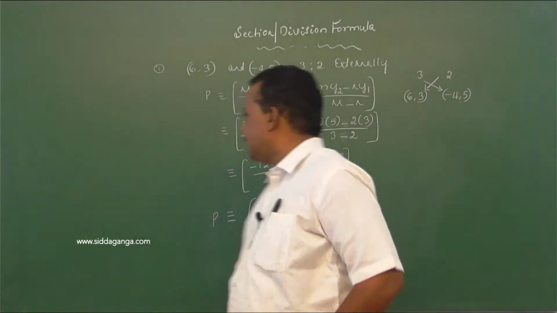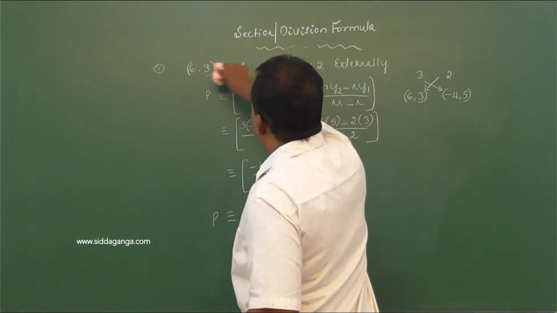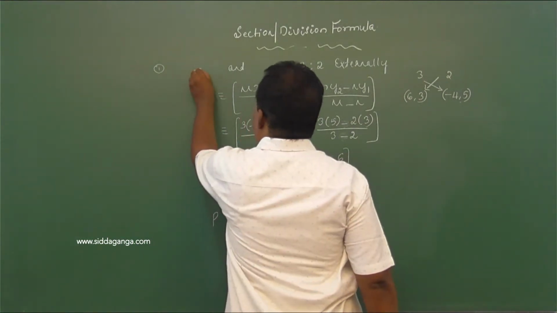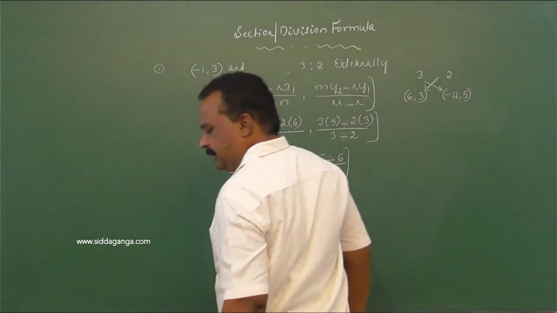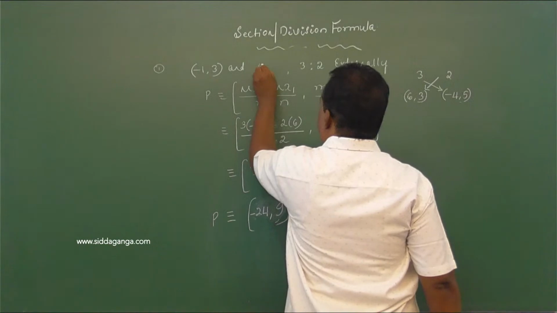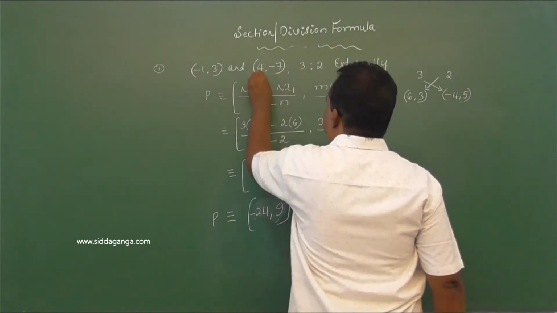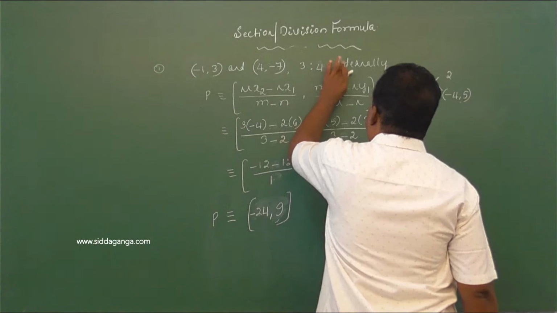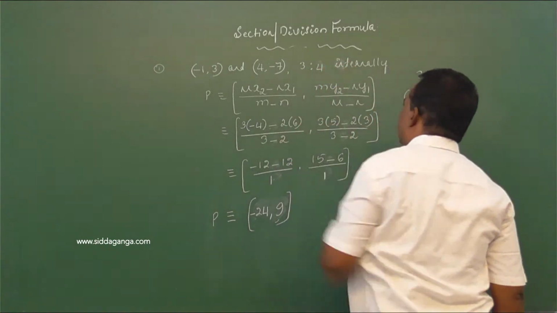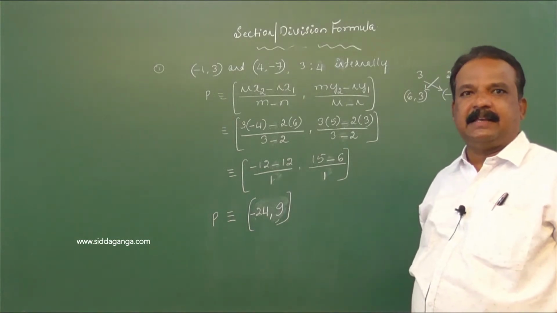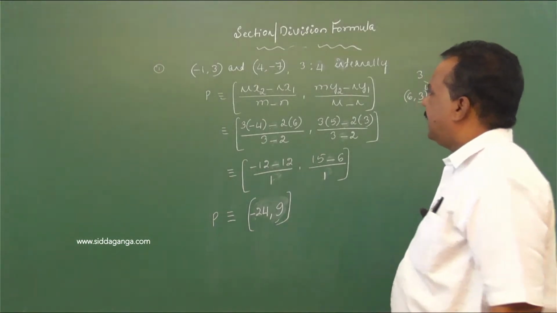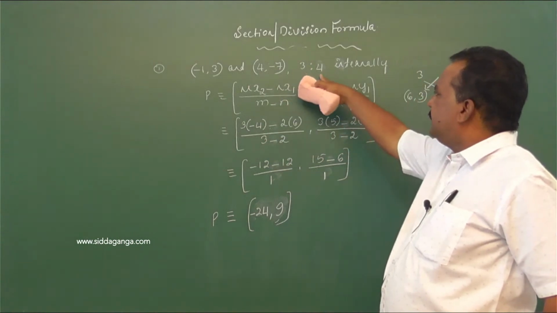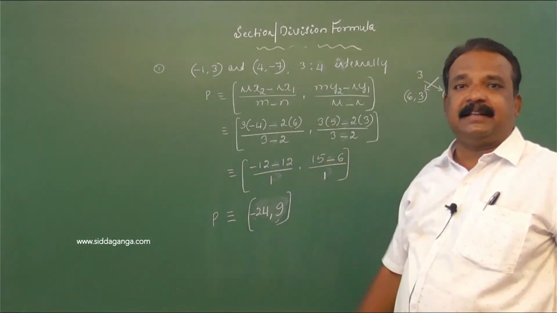Okay. Next, will you do one more problem whenever you are free? Minus 1, 3 and 4, minus 7. Three is to 4 internally. So will you do this problem? Sai Rishi, minus 1, 3. Here also you have to find the dividing point. 4, minus 7. The ratio is 3:4. The mode of division is internal.